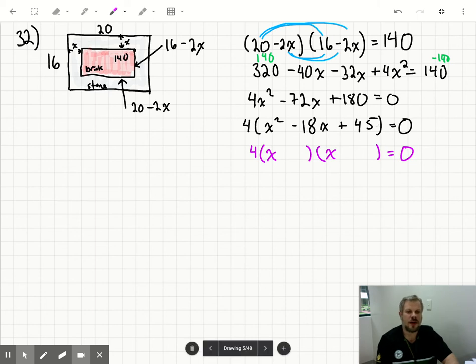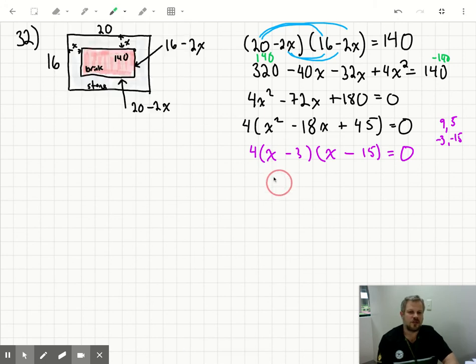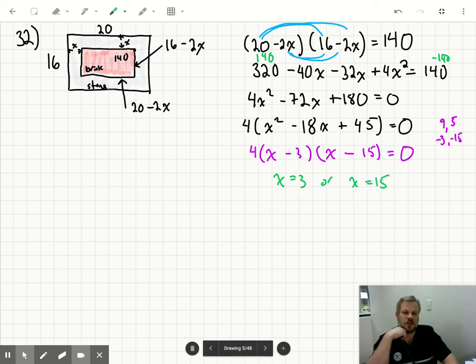Product of 45, and what are some factor pairs for that? So we could do 9 and 5. Could I make that 18? No, that doesn't work. What could work? 3 and 15. Negative 3 and negative 15. That's going to work, right? So when we go to our solutions, x has to be 3 to make this 0. So x would equal 3 or x equals 15.